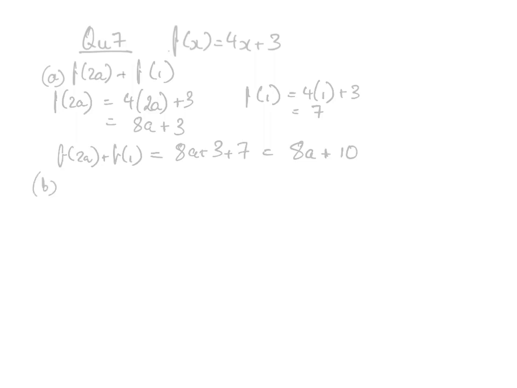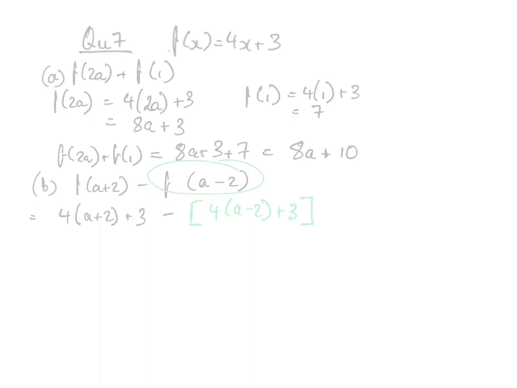Part B, you're looking for f of a plus 2 minus f of a minus 2. Alright, so let me do it like this. Same thing, wherever I've got x, I'm going to put a plus 2. So it's going to be 4 times a plus 2 plus 3. Take away. Now I'm looking at this side of things. So I'm going to put a big square bracket, and this time I'm going to put a minus 2. So 4 times a minus 2 plus 3. I'm going to tidy that up a little bit.